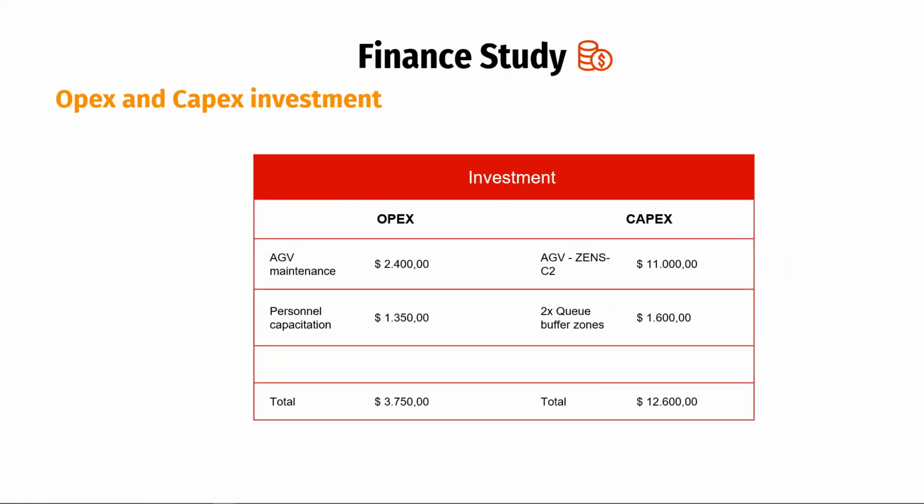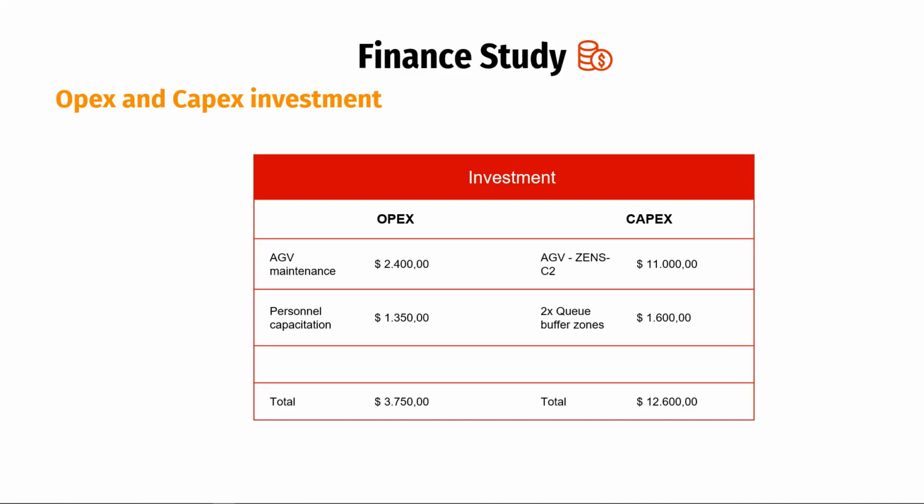For the financing study, we have here the OPEX and CAPEX investment. For CAPEX, we will have an automated guided vehicle. This is an investment in acquisition of an asset because there is not an actual vehicle at the moment in the company. The cost of the vehicle is $11,000. And also we will add 2 cube buffer zones.